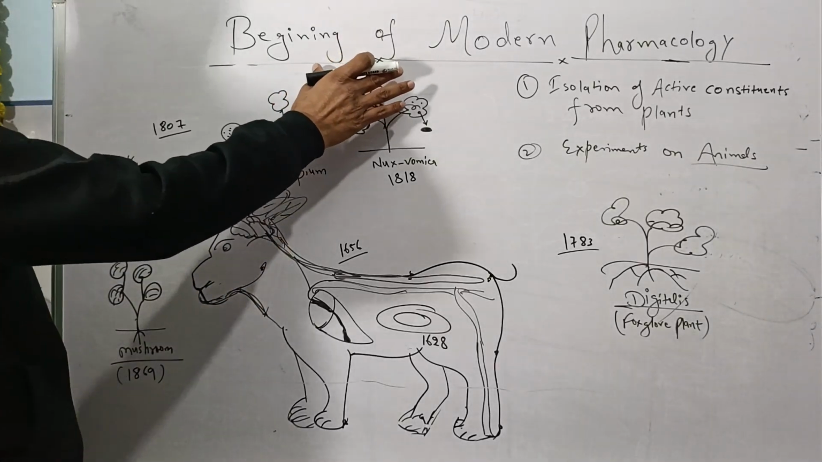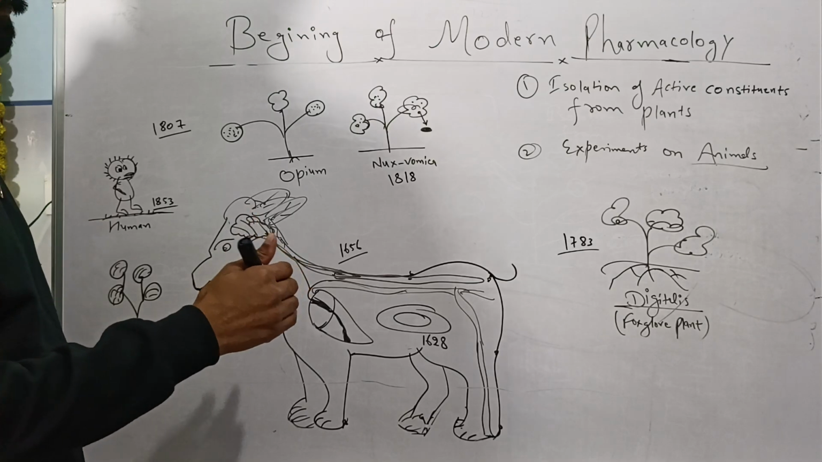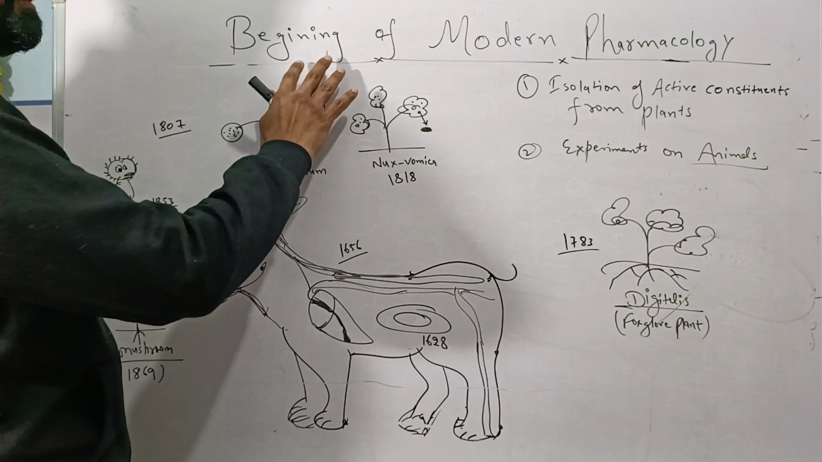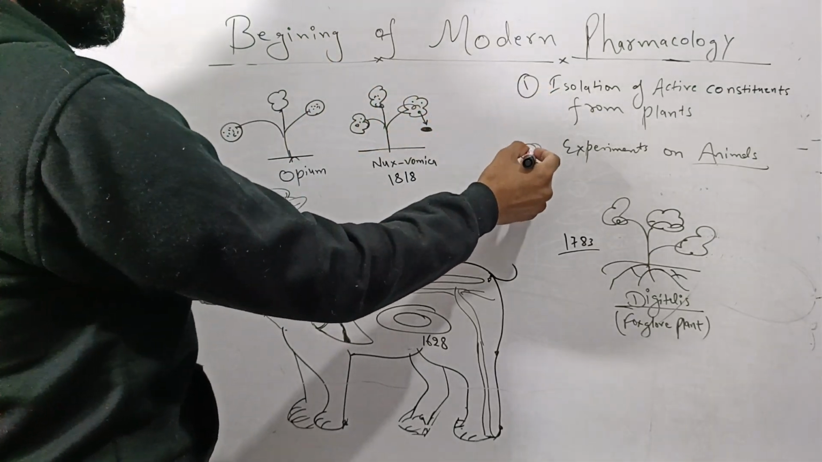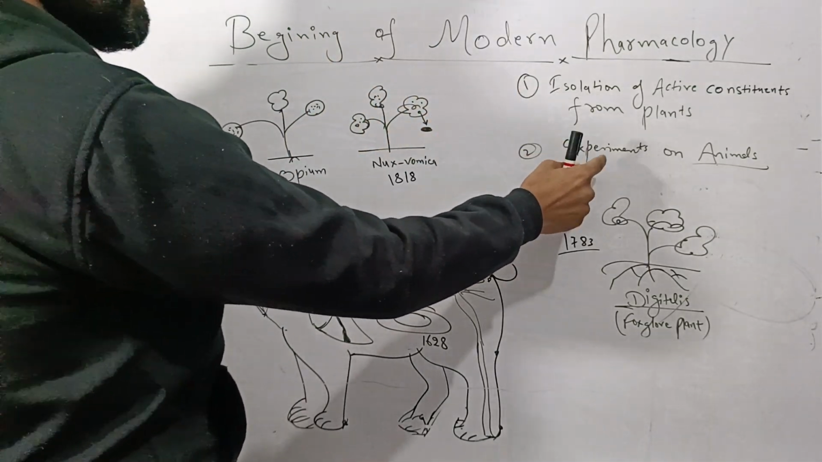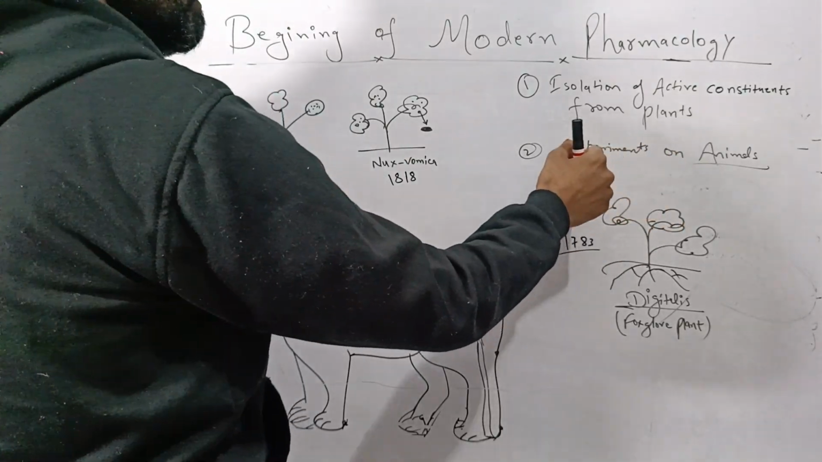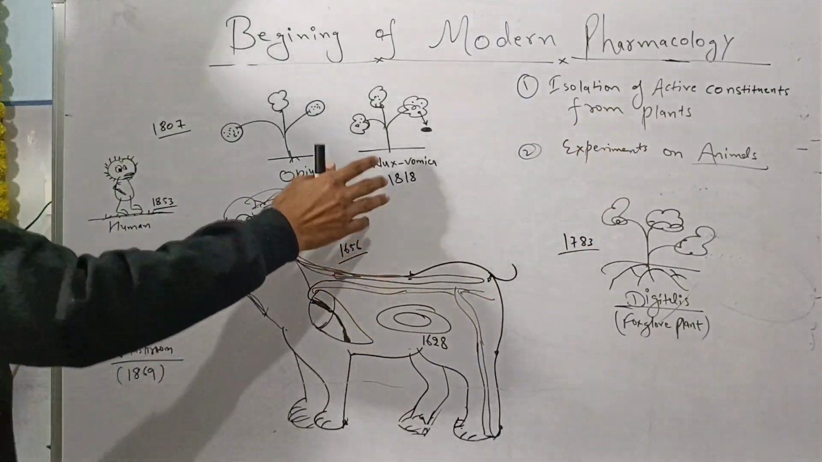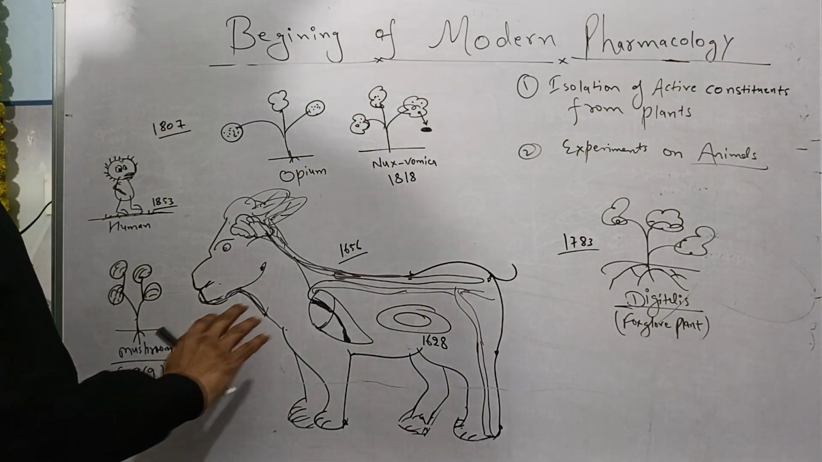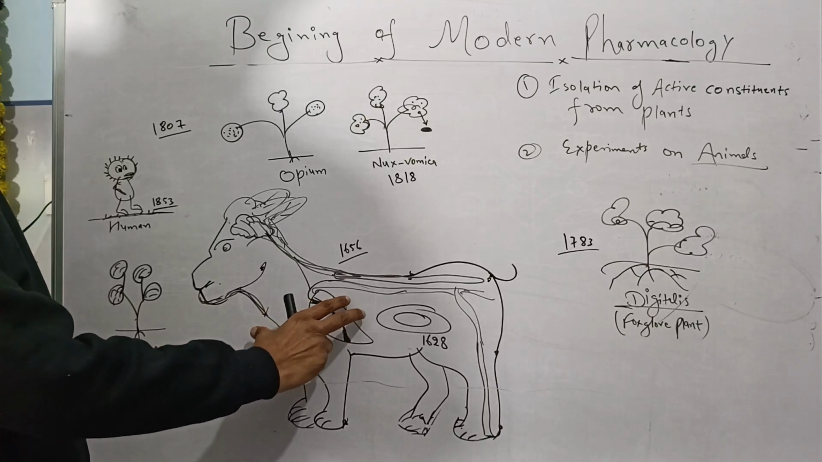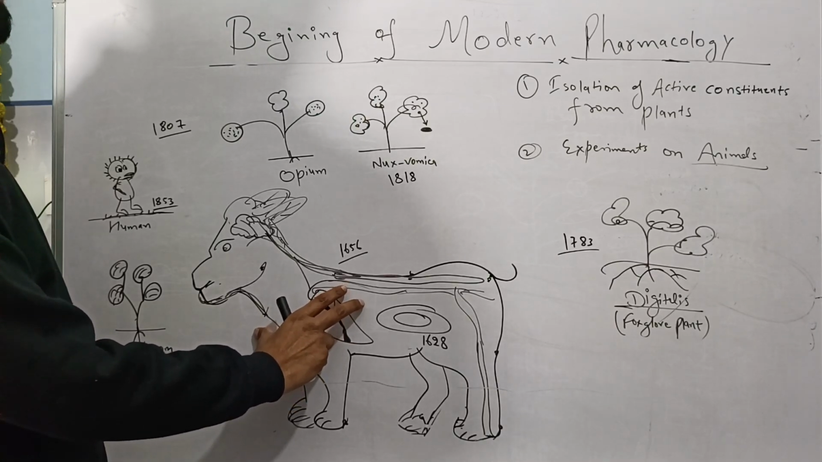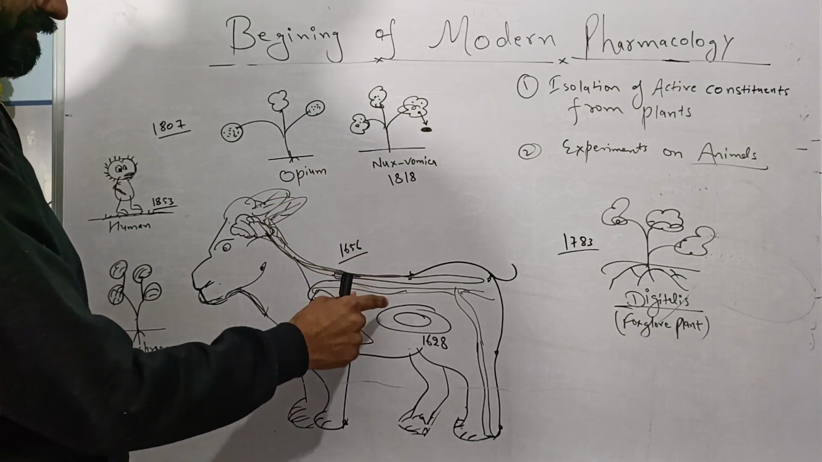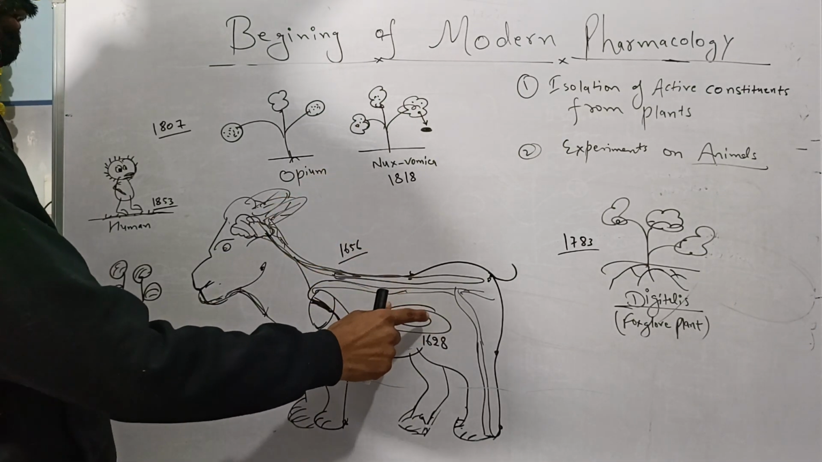So today we'll see the beginning of modern pharmacology. The rise of modern pharmacology has two components: it started with experiments on animals and isolation of active constituents from plants. These are some of the plants, for example, and this is a schematic diagram of an animal for the experiment. We'll take first the circulatory system of the dog.